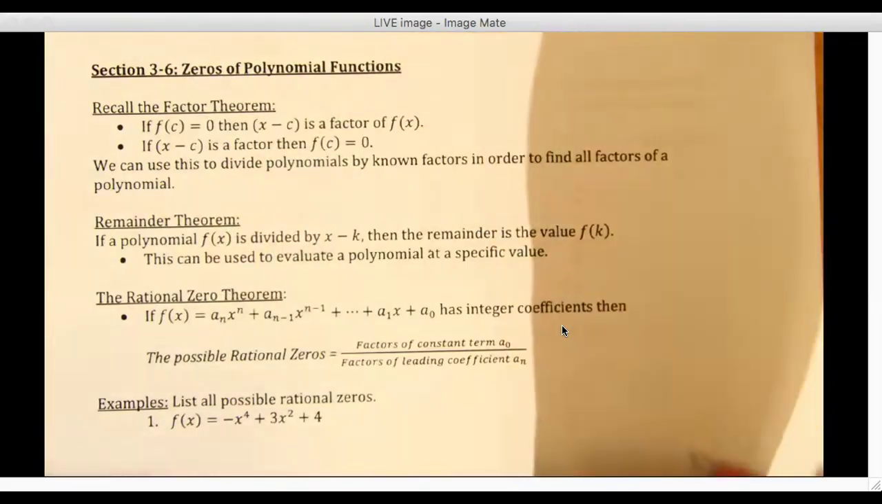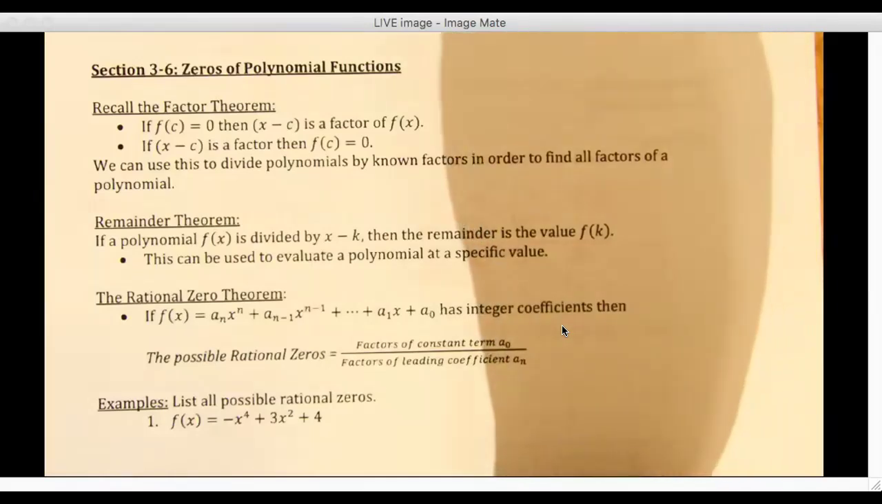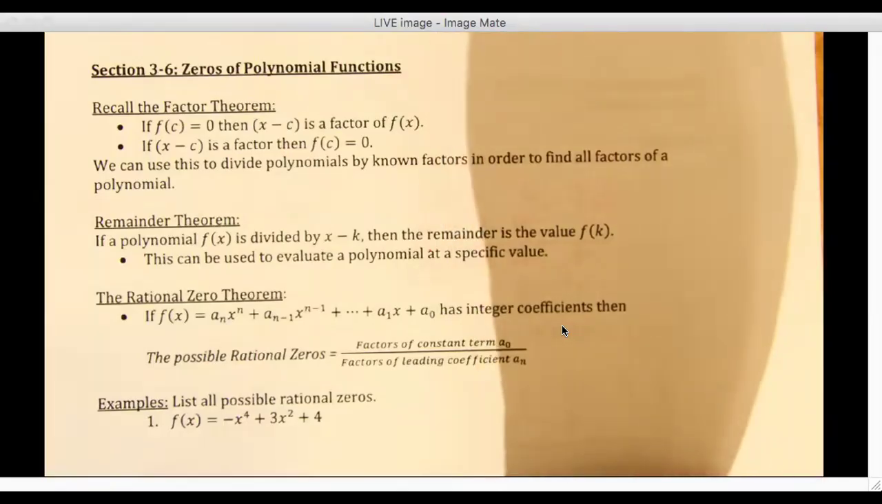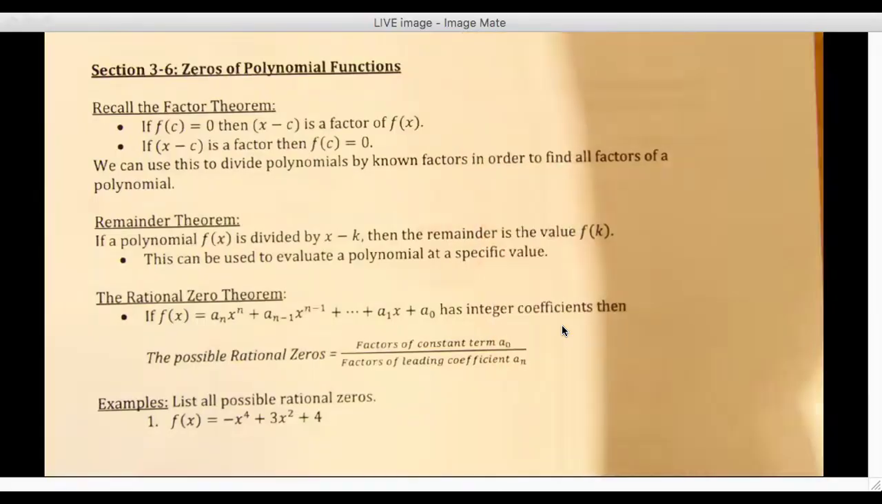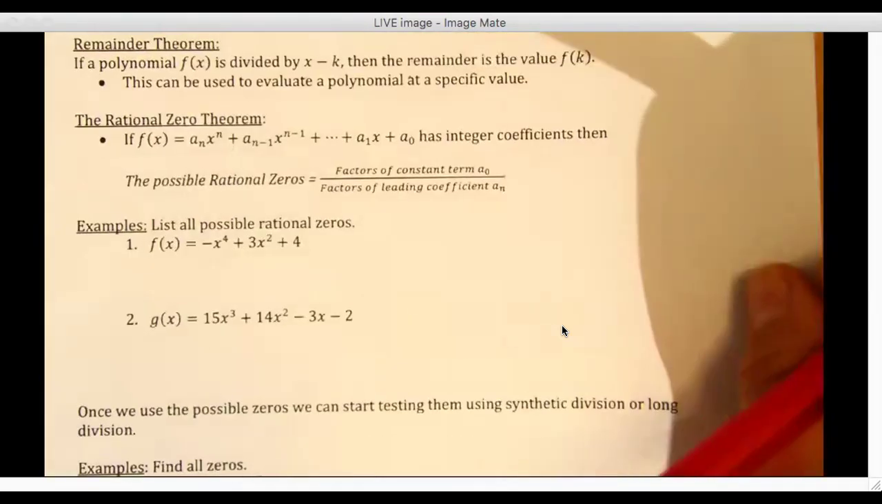And we can go ahead and divide by it. The other thing we're going to be using is that the total number of roots that I have should be equal to the degree of the polynomial. So if I have a fourth degree polynomial, I should have 4 roots. That may include some multiplicities, may include some imaginary roots, but that should be the total number of roots that I have. Okay, so the rational root theorem.